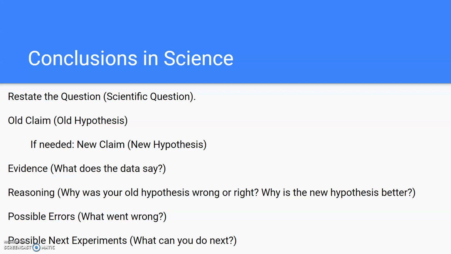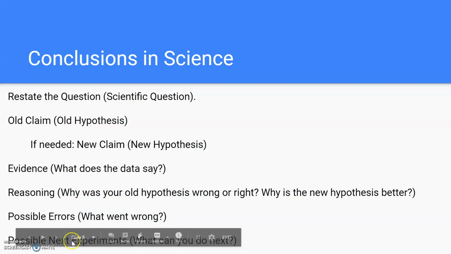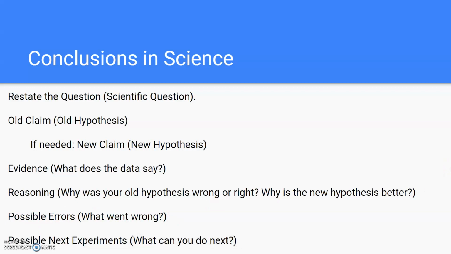Then this is where it gets really different from ELA. We are mentioning possible errors. What went wrong in the experiment? What can we do better for next time? And then we're going to move on to possible next experiments. In ELA, you do not have possible next experiments because you're not doing experiments necessarily in ELA. So what can you do next? And these are related experiments. It's not just random experiments that you want to do next in science class. It's what experiments can we do to make our data a lot better.